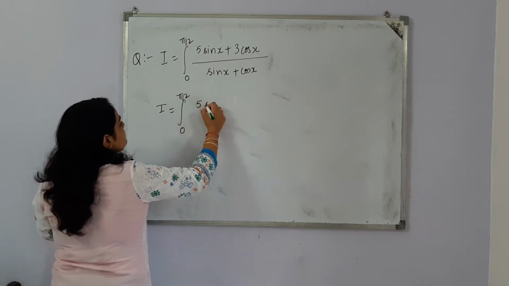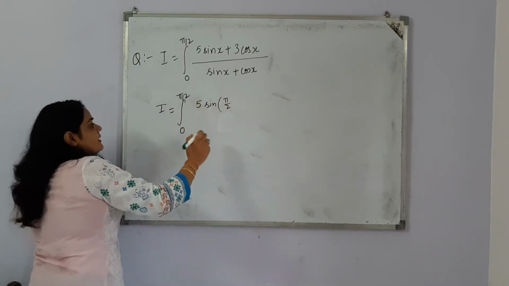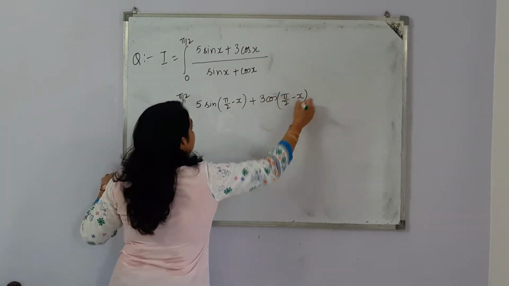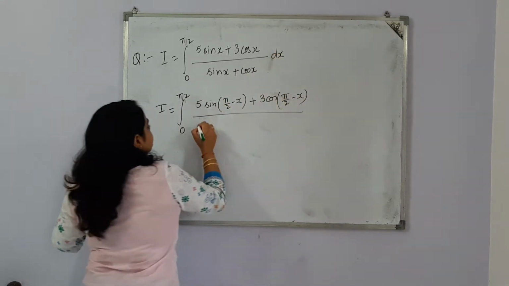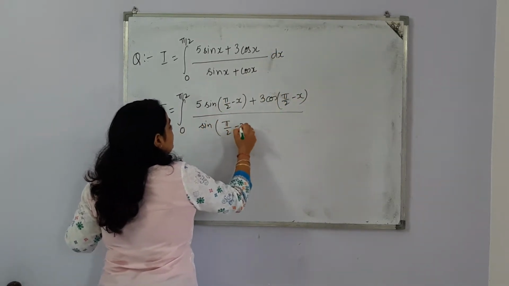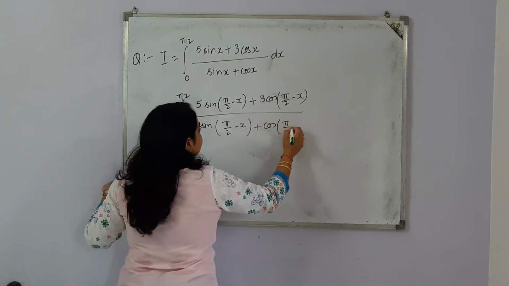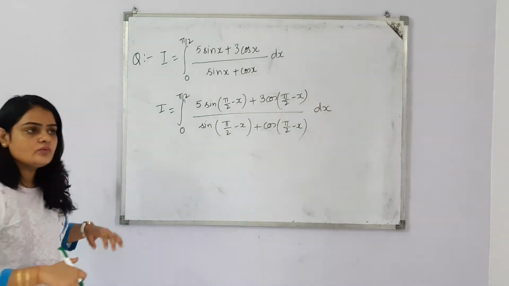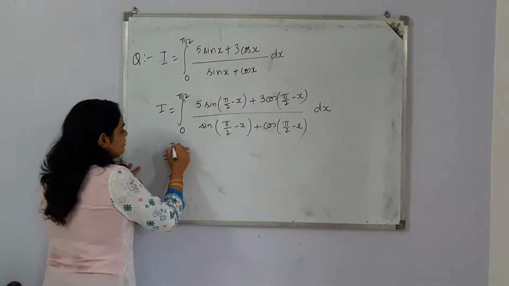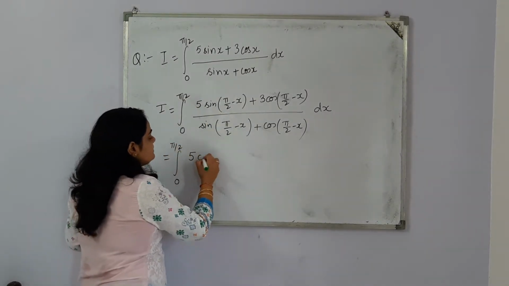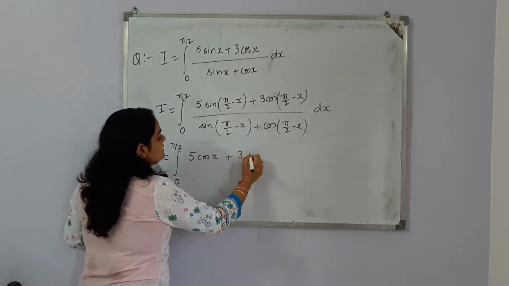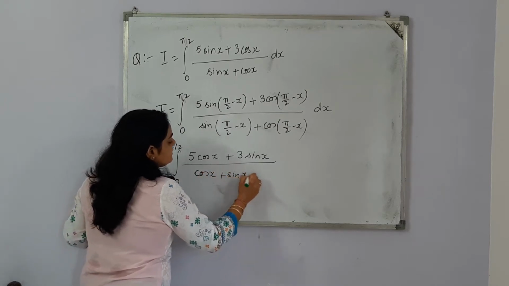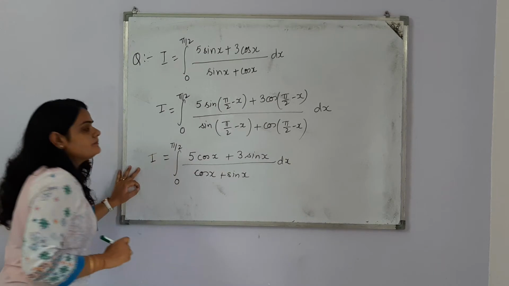Applying that property, 5 of sin, here in place of a, pi by 2 is there, pi by 2 minus x, plus 3 cos of pi by 2 minus x, whole upon sin of pi by 2 minus x plus cos of pi by 2 minus x, and integration with respect to x, 0 to pi by 2. Sin(90 minus x) is cos x, and cos(90 minus x) is sin x, and here it is cos x plus sin x.